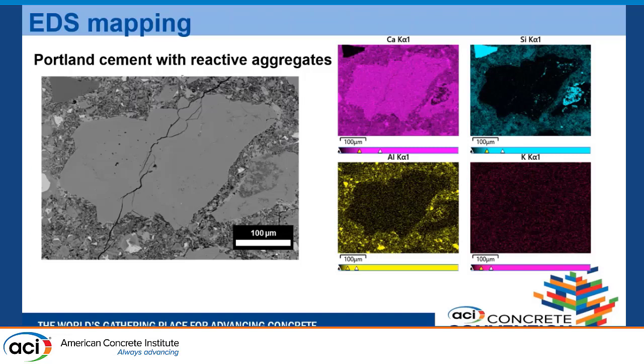Currently, I'm using EDS and a mapping technique to get the composition, because I want to find ASR gel and get more information on the chemical composition of the gel itself. What you see here is Portland cement with reactive aggregates. Let's start with calcium. What we expect is that we have a Spratt siliceous limestone, so we do have traces of calcium there. You can see it's pink, and all the paste also has calcium.